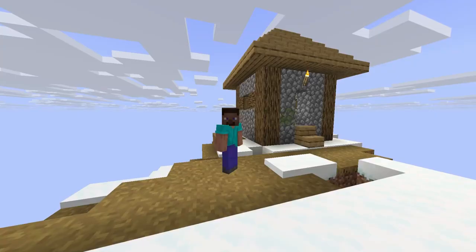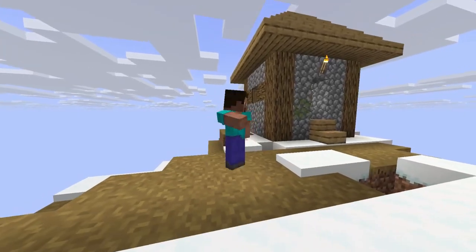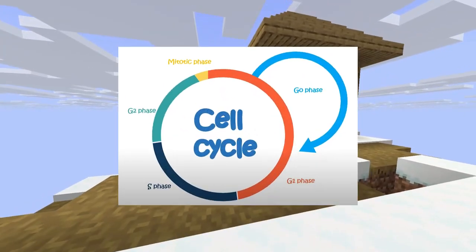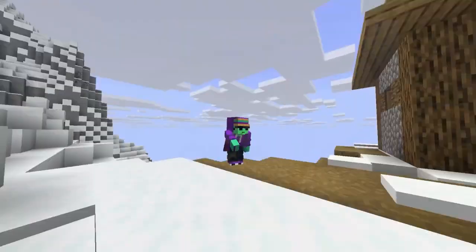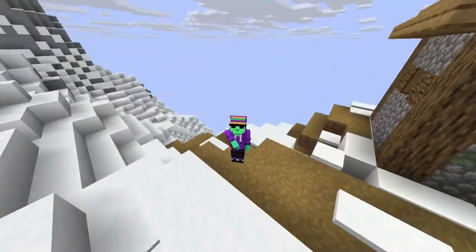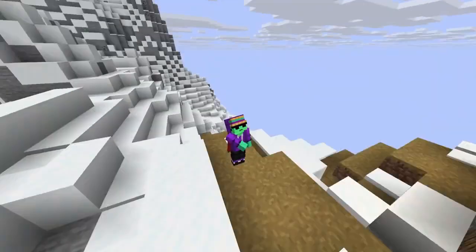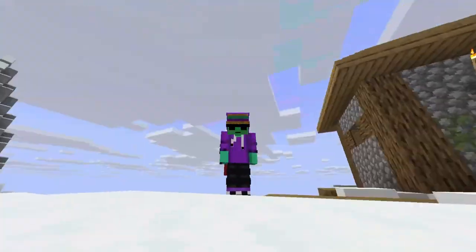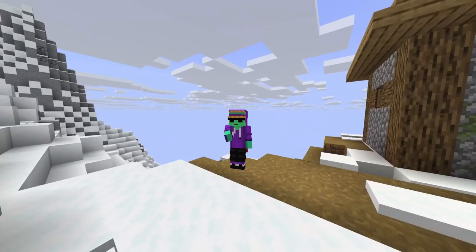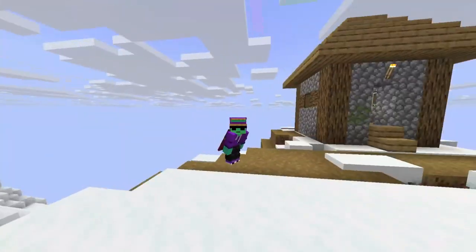Welcome! Today, we're going on a journey through one of the most important processes in biology, the cell cycle. Cells are the building blocks of life. Everything in life, from plants, animals, people, are all made out of cells. But we don't just need one cell, we need trillions. That's where cell division comes in.